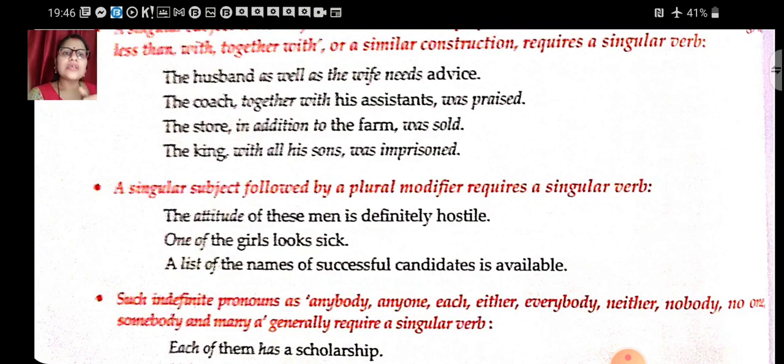One of the girls looks sick. Now there are many girls and they are talking about one only. That is understood by you. A list of the names of successful candidates is available. Now a list of the names, there is a list of names and they are talking about a list. Remember, at the front of your sentence they have used a, which indicates a single thing. I hope it is not making you confused. You just have to read it very carefully, then you will easily understand your subject and verb agreement.